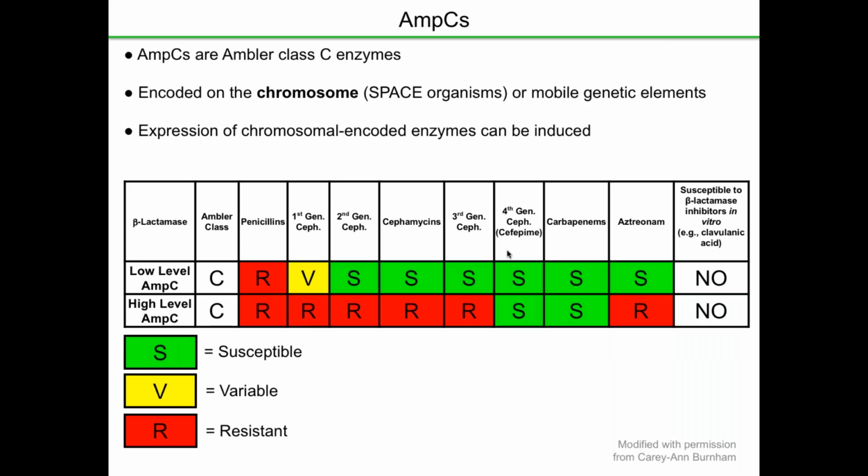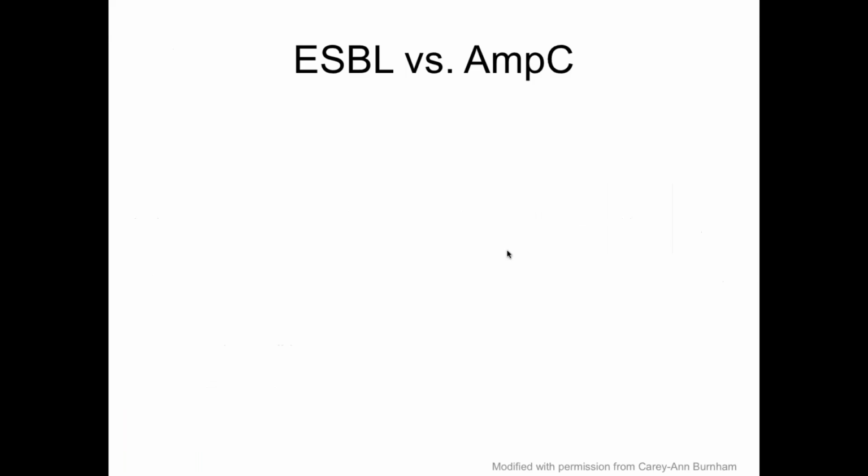AmpC, like I mentioned a little bit earlier, seen on the chromosomes of SPACE organisms, and you can see at the bottom here, high-level AmpC production results in first, second, and third generation cephalosporin resistance, similar to ESBLs, but also tests resistant to cefamycins in vitro. 4th generation cephalosporins don't tend to have resistance to AmpC, and aztreonam tends to be resistant.